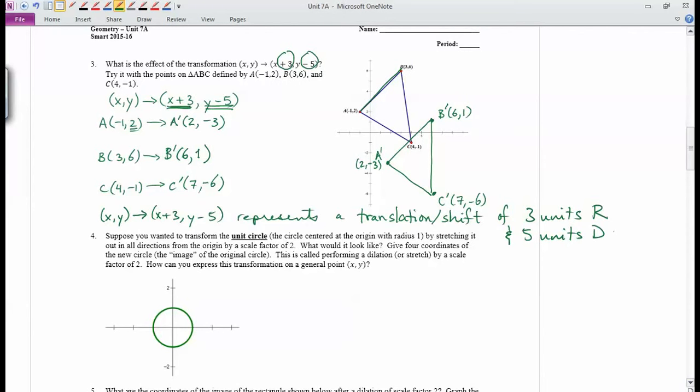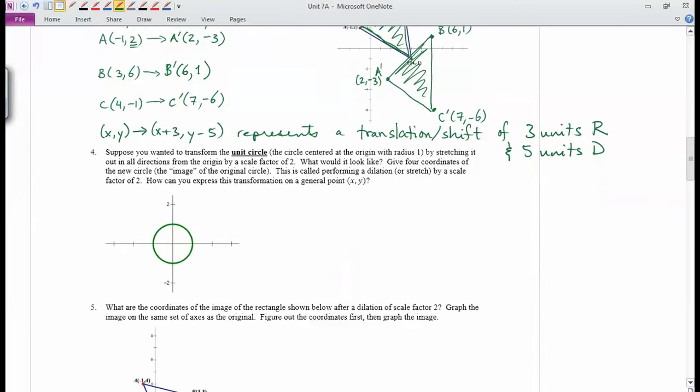Okay. And by the way, if you think about it, if all I'm doing is sliding this triangle around, I'm not actually stretching it out in any way, then the original triangle here is going to be congruent to this triangle there.